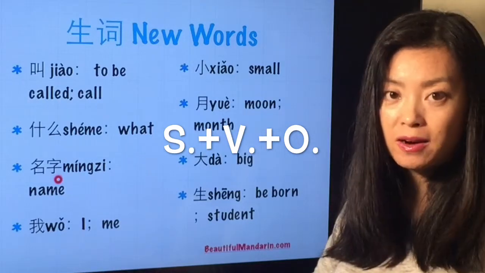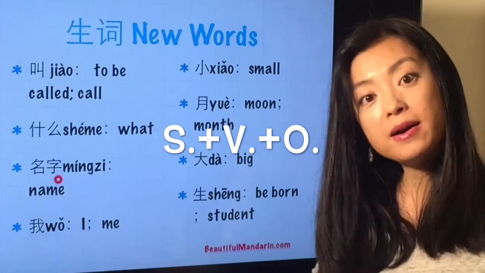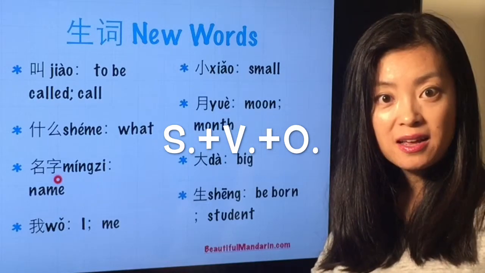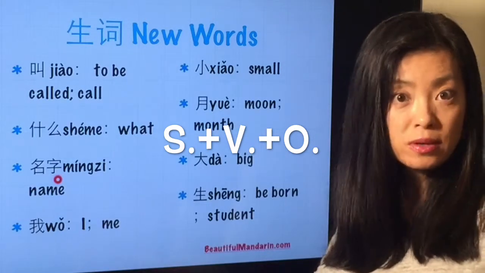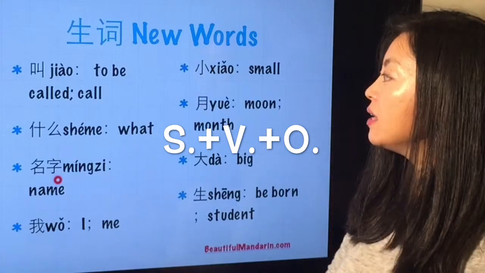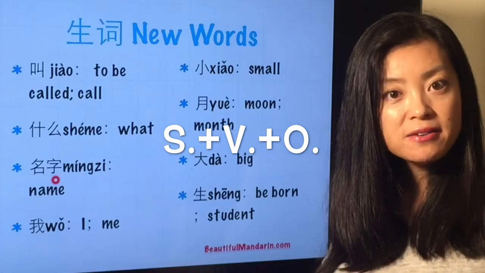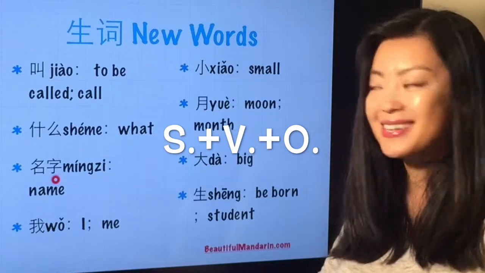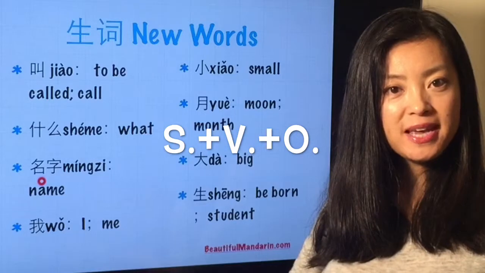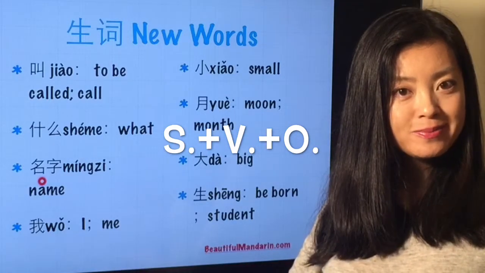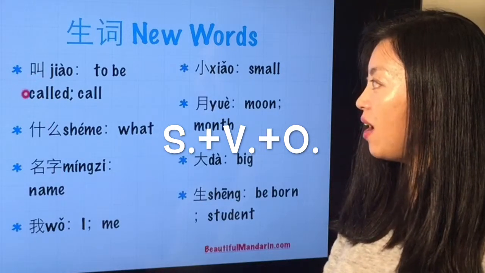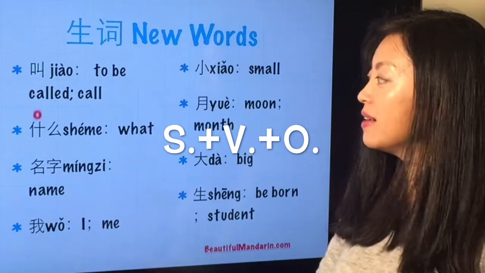So this is Mandarin's order. We never put the question word in front, only when you are asking about the subject. At those times, you put the question word in front, because the subject is always in front. Otherwise, you just use the normal order: subject, verb, and object. Okay, so if you want to say, you are called what name? You're going to say, 你叫什么名字?